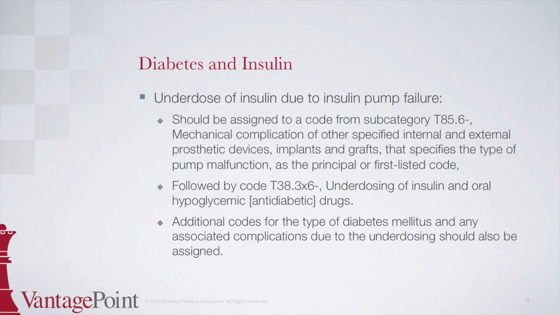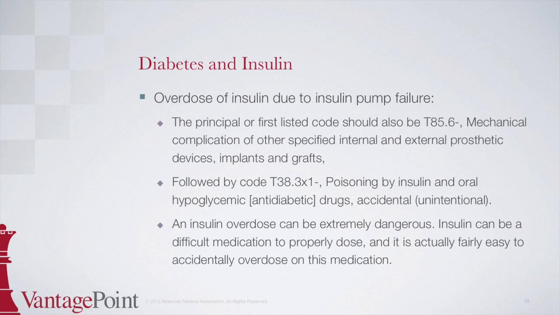One of the new concepts of ICD-10 is underdosing, or taking less of a medication than is prescribed. If the patient experiences insulin pump failure, your first code will come from subcategory T85.6 for mechanical complications. ICD-10 specifies the type of complications, such as breakdown of insulin pump, displacement, or leakage. An important rule to remember is that if the encounter is for treatment of a complication, the complication code goes first. Your next code would be T38.3X6 for underdosing of insulin, with the appropriate 7th character added for episode of care. If you remember from the introduction to ICD-10-CM, those episodes of care were initial, subsequent, and sequela. You would then have additional codes for type of diabetes and any associated complications due to the underdosing.